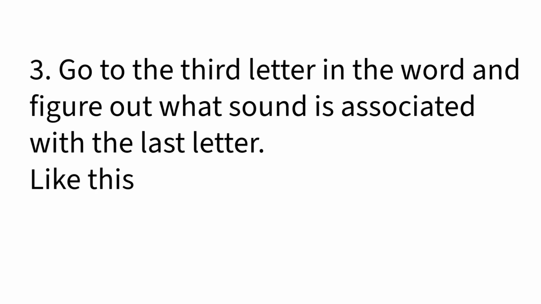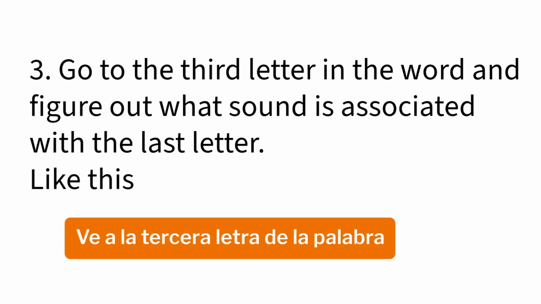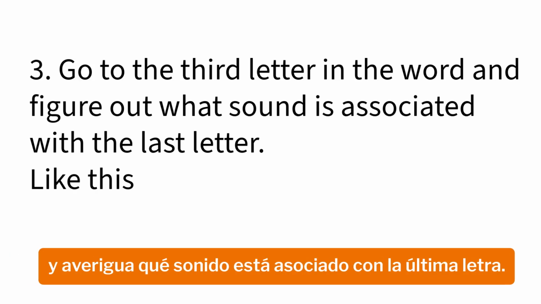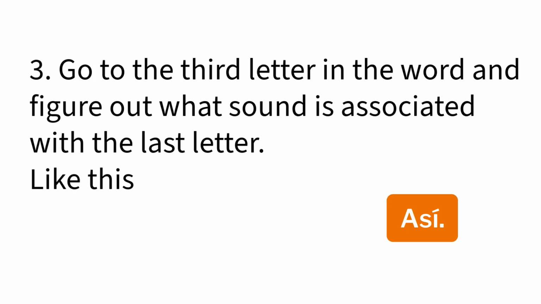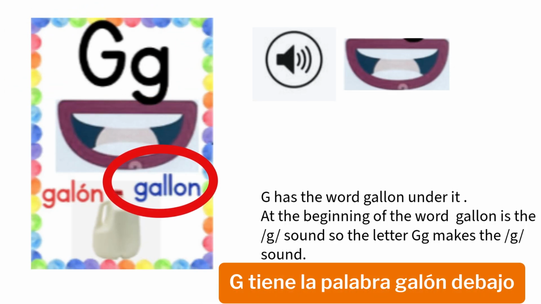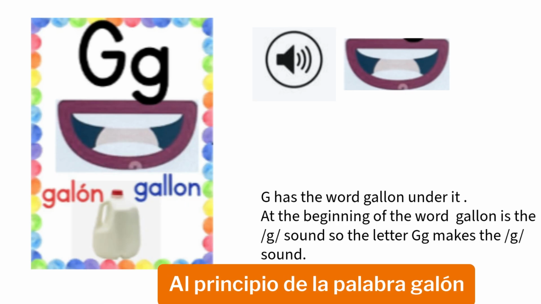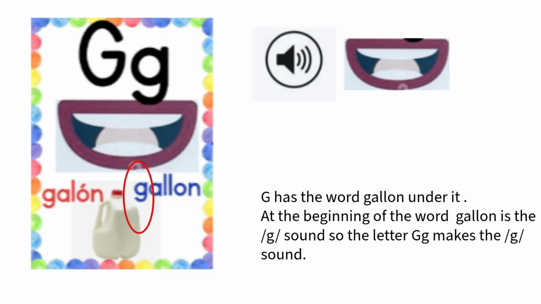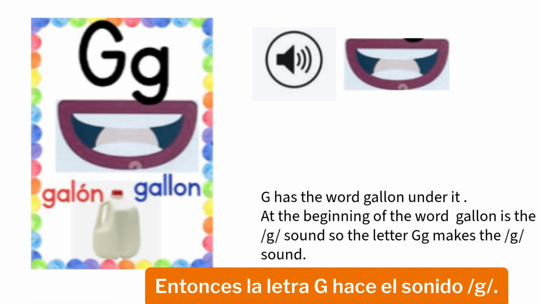3. Go to the third letter in the word and figure out what sound is associated with the last letter, like this. G has the word gallon under it. At the beginning of the word gallon is the G sound, so the letter G makes the G sound.